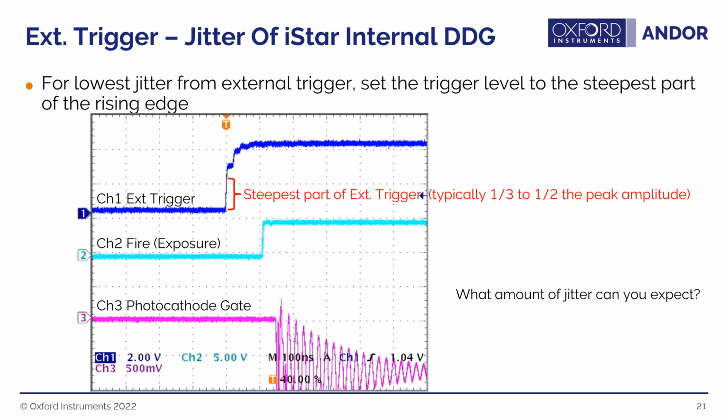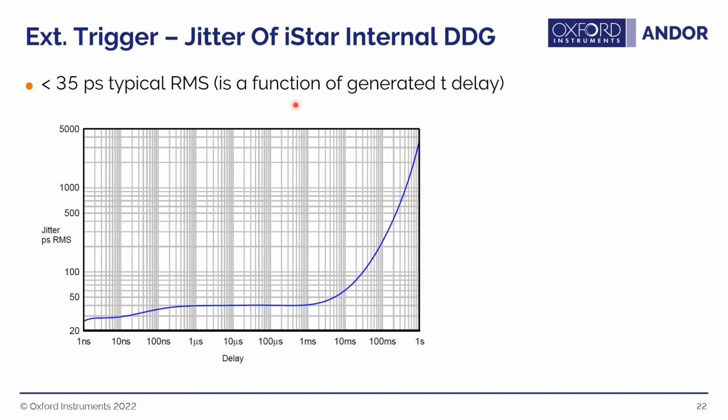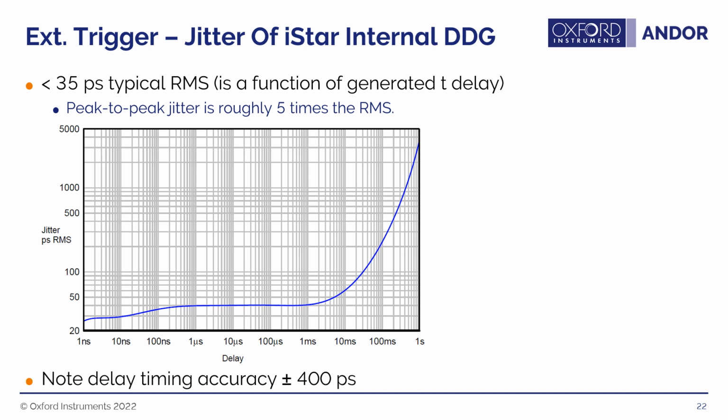And so now I want to answer the question of what amount of jitter you can typically expect from the iStar digital delay generator. In general, the properties of the iStar digital delay generator are quite similar to pretty standard digital delay generators on the market. So there is a less than 35 picosecond typical RMS value of the jitter. This is a function of the generated time delay. What that means is if you have a longer delay between pulses, there will be higher amounts of jitter between pulses. Also, the peak-to-peak jitter is roughly 5 times the RMS value. Another note is that the delay timing accuracy is plus or minus 400 picoseconds.